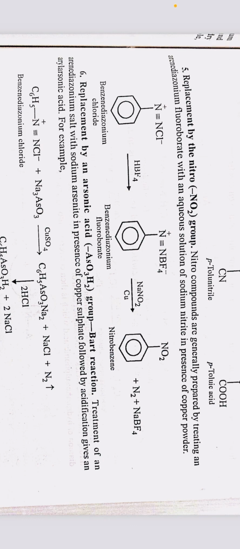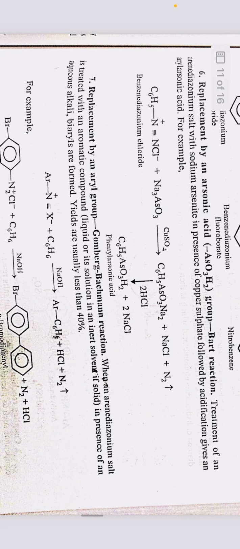Nitro compounds are generally prepared by treating an arene diazonium fluoroborate with an aqueous solution of sodium nitrite in the presence of copper powder. Replacement by an arsonic acid group, that is the Bart reaction. Treatment of an arene diazonium salt with sodium arsenite in the presence of copper sulfate, followed by acidification, gives an aryl arsonic acid.